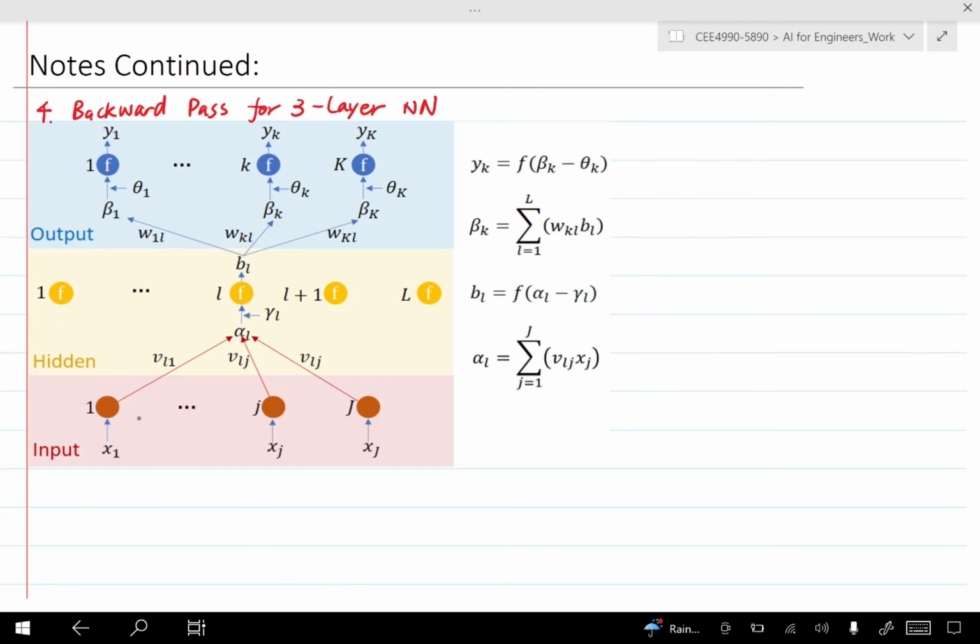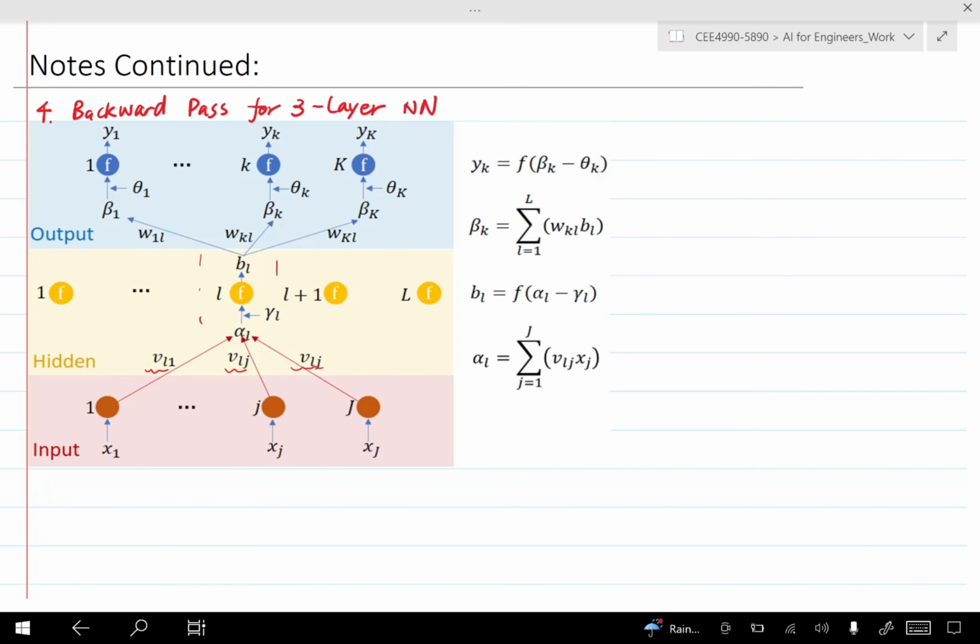For the input layer, actually, it's not a function layer here. If we are talking about one sample, we have different attributes, x1, xj, all the way to capital J. We just give these different attribute values to different input neurons. And the input neurons then pass the values to the next layer. In that process, we have the weights for the hidden layer. We use the symbol V_Lj. L here is the neuron number. We just use one neuron as an example.